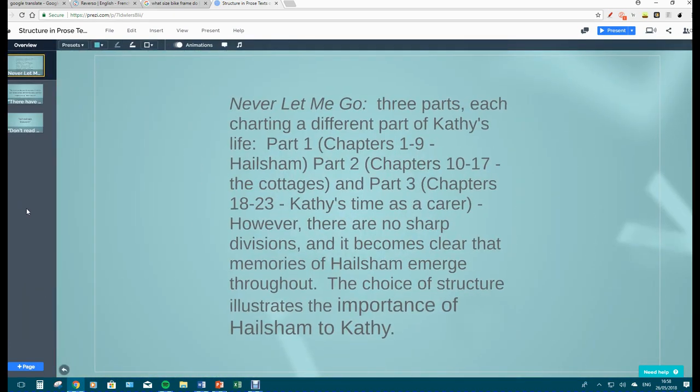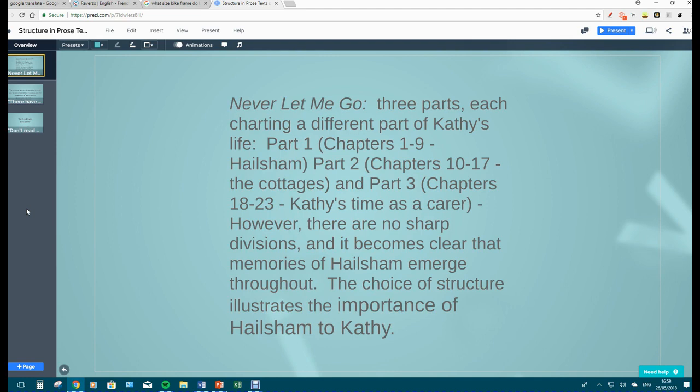So in Never Let Me Go, it seems to be quite a simple structure actually, in the sense that you've got three parts, each one charting a different part of Cathy's life. You've got chapters 1 to 9, part 1, and that's basically Hailsham, and you've got 10 to 17, part 2, the cottages, and then part 3, 18 to 23, which is Cathy's time as a carer.